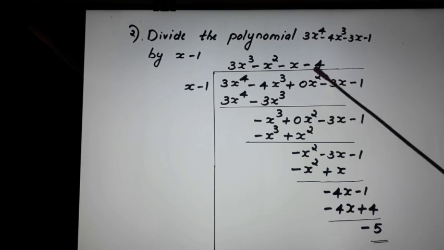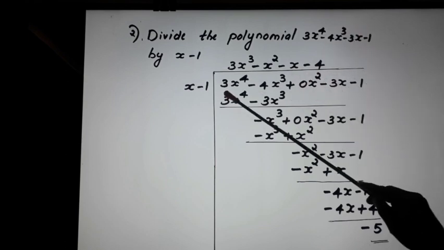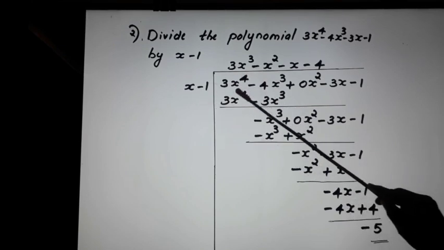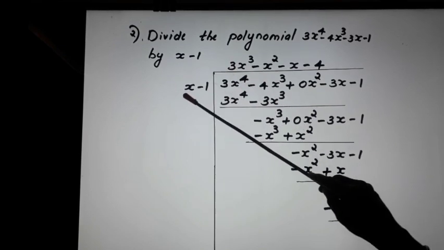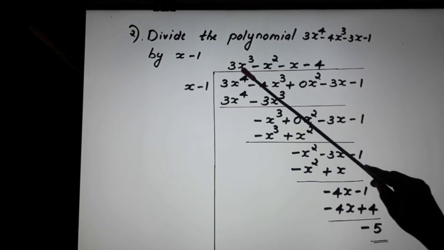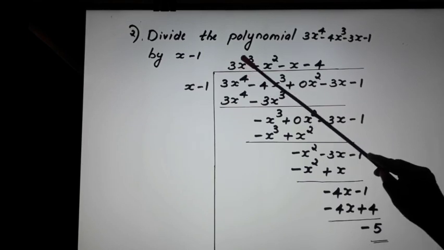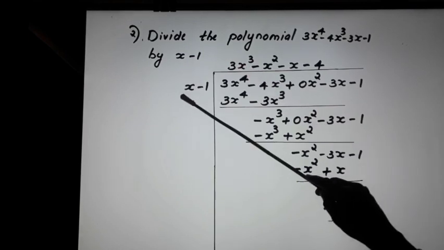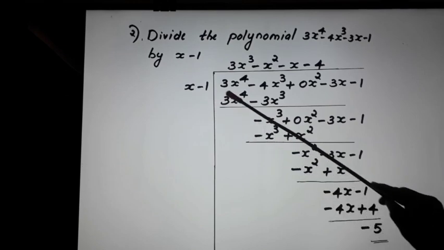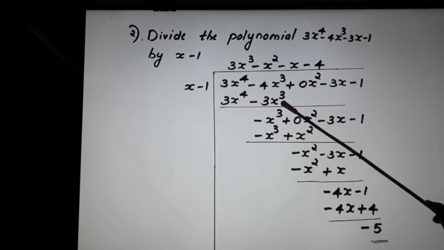So we added this x square term. This was not there in our question. So now we will do the division. Take the first term 3x raised to 4 divided by the first term x. We get the first term of the quotient, 3x cube. Next step, multiply 3x cube with all the terms of the divisor. We will get 3x raised to 4 minus 3x cube.